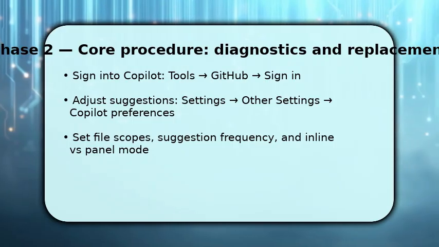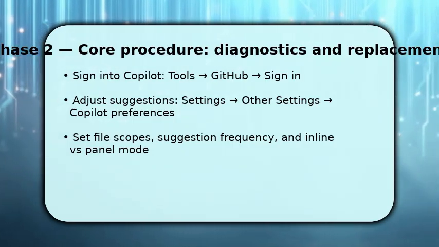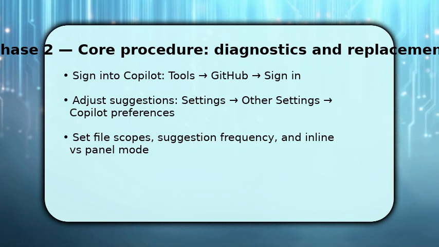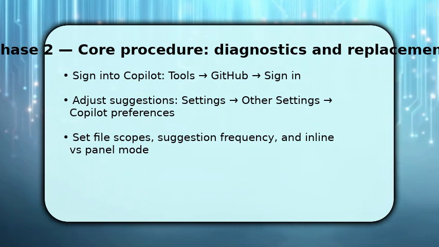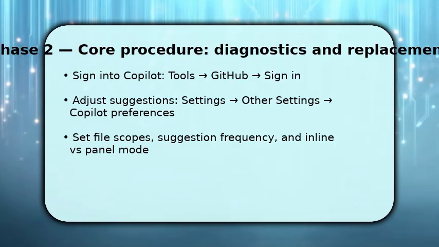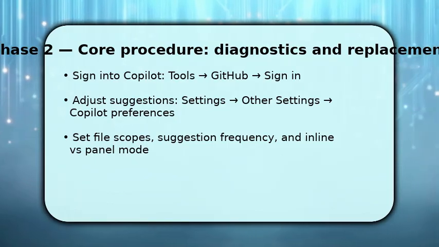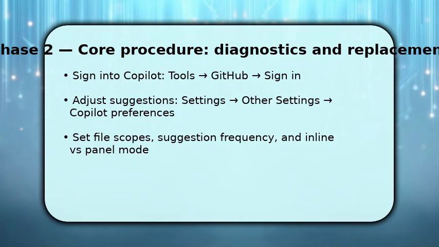Make sure code context length is sufficient for Kotlin or Java files, and enable multi-line completions for layouts and view model logic. Once done, invoke completion with Alt plus Enter or the Copilot shortcut, evaluate suggestions, and accept or edit them immediately. You use Copilot iteratively.